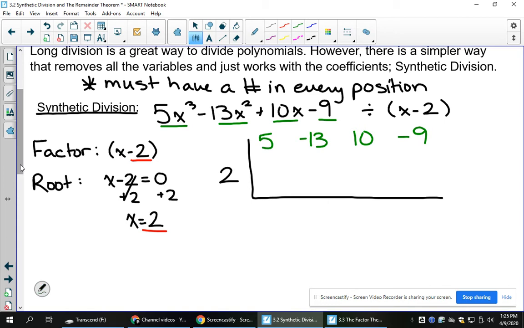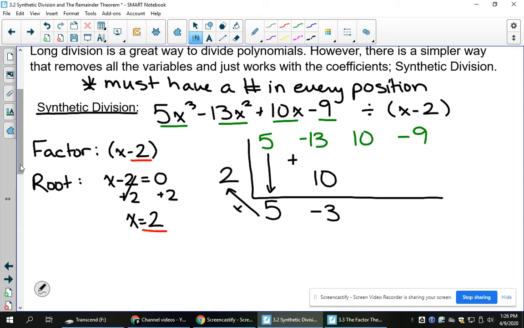Now, the first step for synthetic division is to take your first coefficient, pull it down, and write it. That's it. Now, what you're doing to get the next number in this box is you're going 5 times 2 is 10. Now, what's going to happen here is this is always addition. This is why I like this method. We don't have to subtract like the other one, which was a little complex. Negative 13 plus 10 is negative 3.